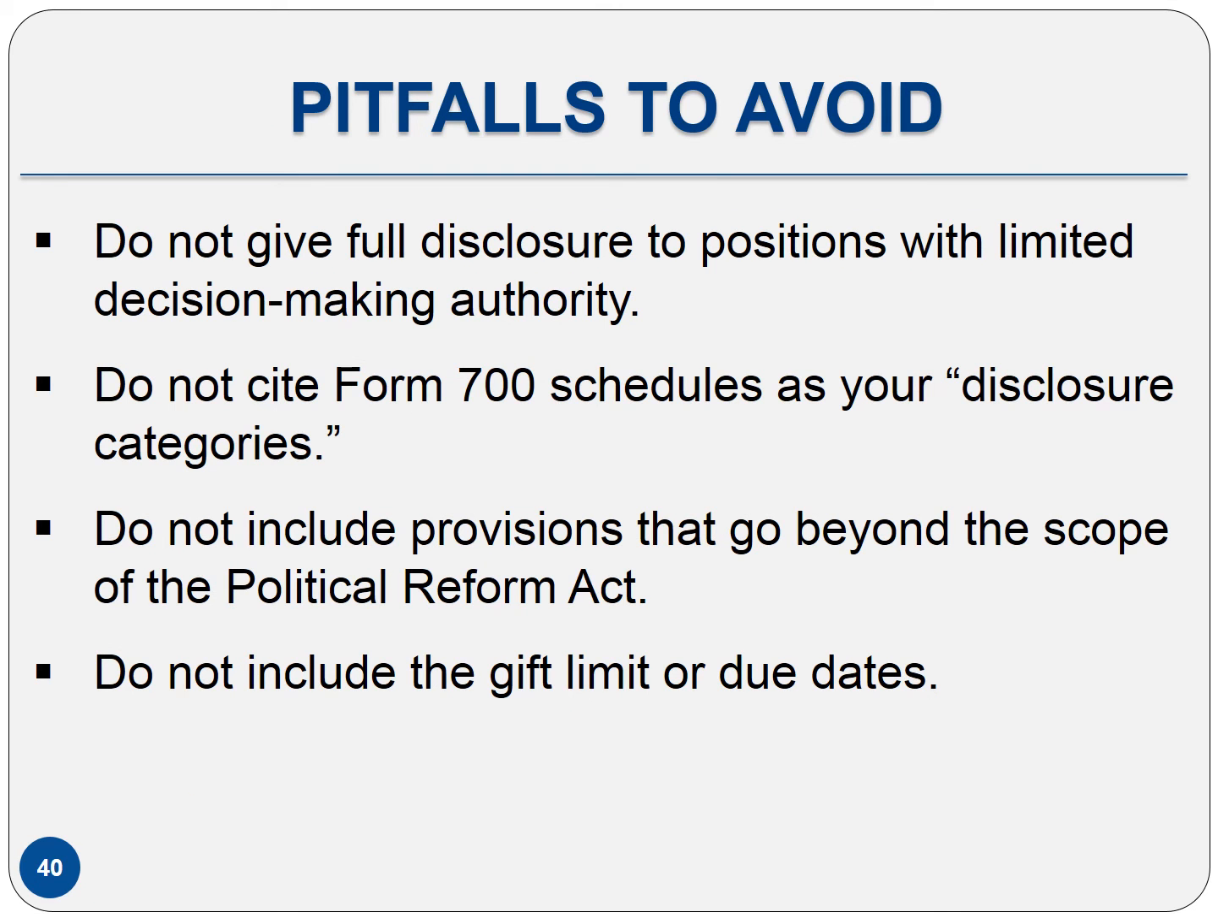To recap, do not give full disclosure to positions with limited decision-making authority. Do not list Schedule A or any other schedule in the code. Stating that a filer must report on Schedule A2 does not tell them what to report, only where to report. The schedule letters may also change at any time. Do not add other ethics-related provisions to the code. They should be in a separate document, such as a statement of incompatible activities. Do not add gift limit due dates. These are incorporated by reference in Regulation 18730.